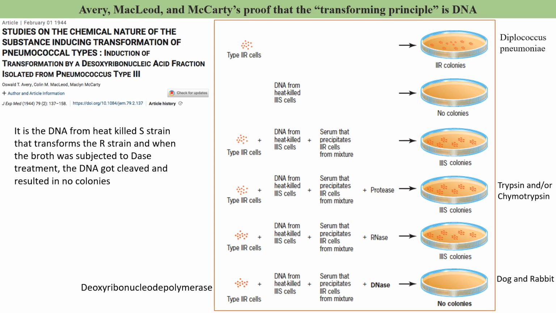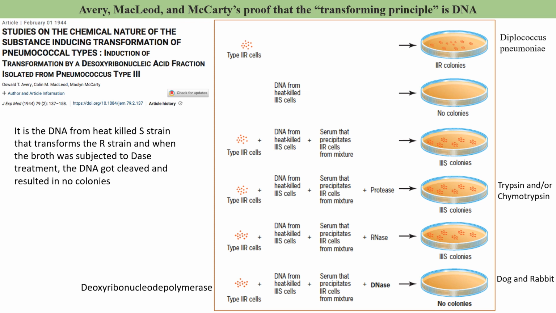Avery and his team extracted and purified proteins, DNA, RNA and other biomolecules from the heat-killed S strain, and they selected the DNA from heat-killed S strain. Now they had 4 sets of experiments. That is, one consisting of DNA of S strain and R strain, then they incubated it, and there were S strain colonies.